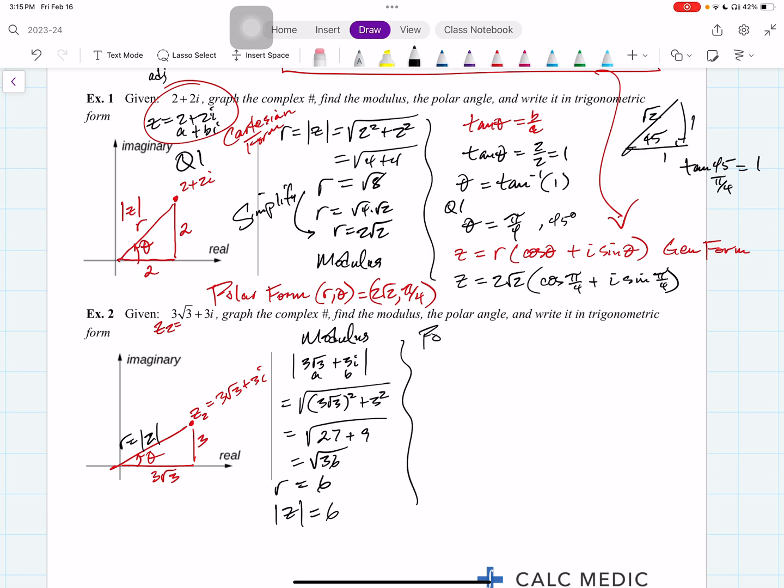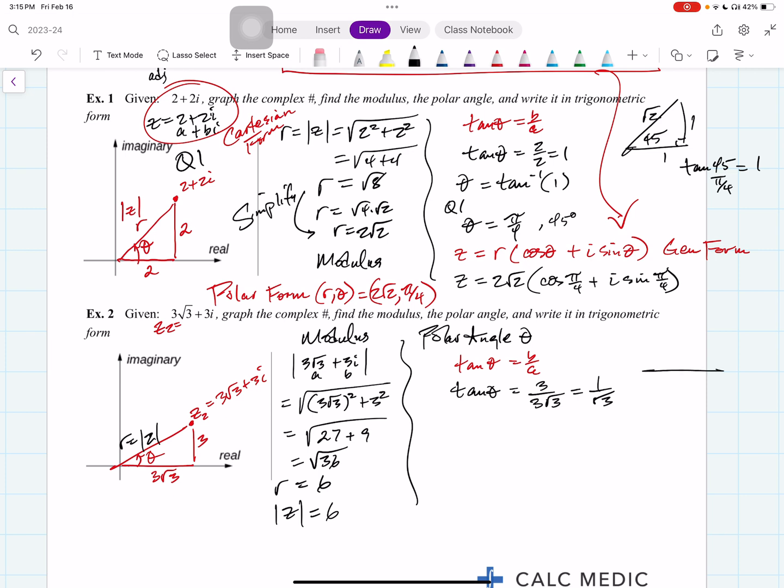Okay, so now the polar angle. We're talking about theta now. And again, you always use tan theta equals b divided by a. So I'm going to write that down again. Always write down your definitions right here. And so tan theta is going to be equal to b, which is 3, divided by 3 root 3, which is just 1 divided by root 3.